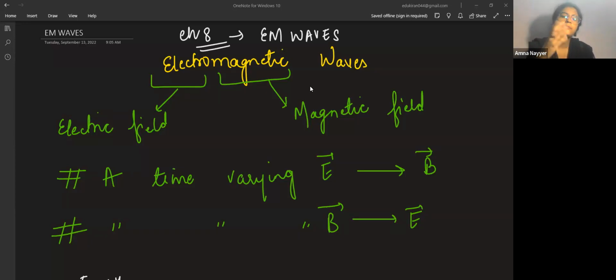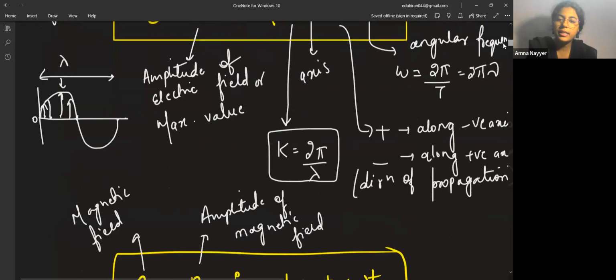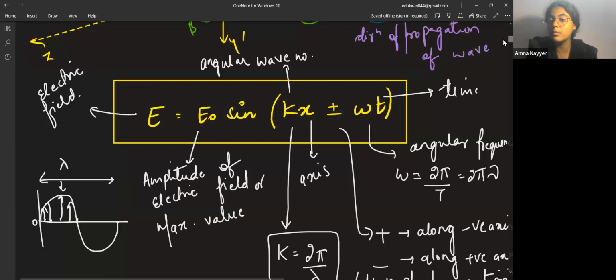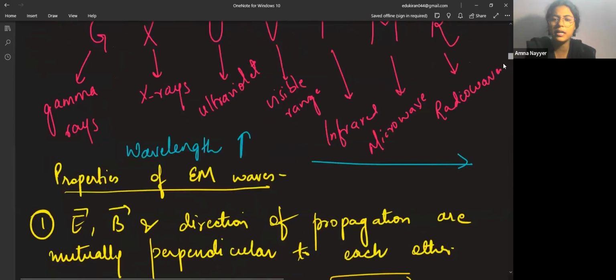Now, see, electromagnetic waves are the waves which propagate under the influence of electric field and magnetic field, and both are mutually perpendicular to each other as well as perpendicular to the direction of propagation. This we discussed. These are the formulas on the basis of which we'll be practicing questions today. E is equal to E naught sin(kx ± ωt). So we'll see how questions come from this part.